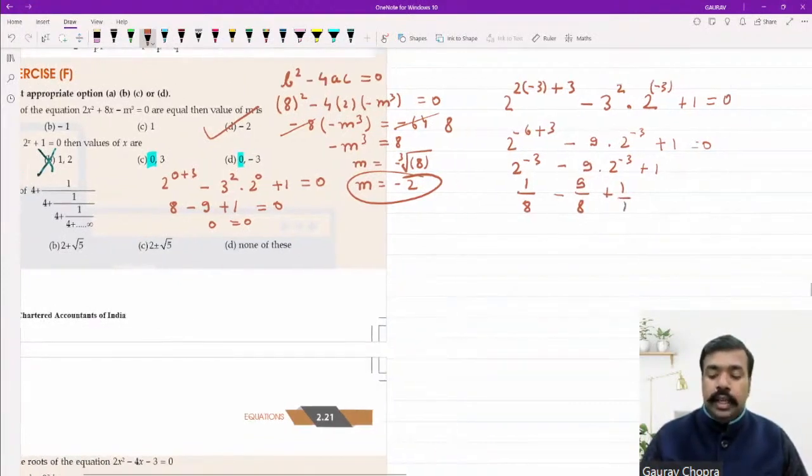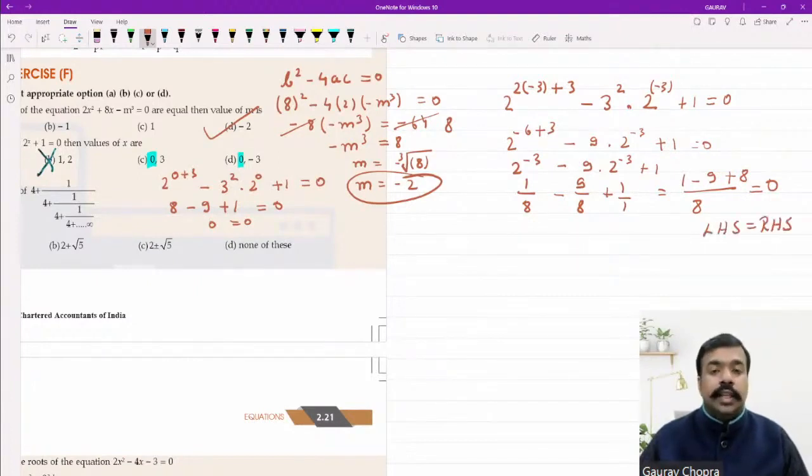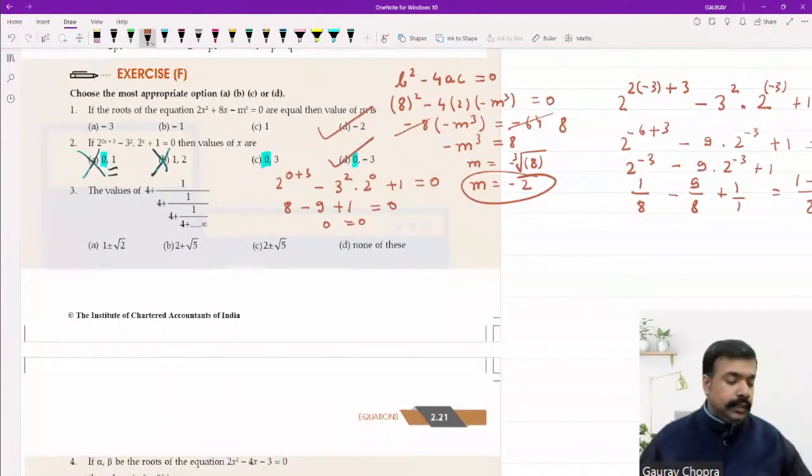If we simplify it, 2 to the power of minus 3 means 1 by 8, minus 9 by 8, and then plus 1. If we take the LCM, we get 8 as LCM. So 1 minus 9 plus 8 becomes equal to 0. So both the sides are equal. Hence, option number D is correct. Yes, most of you have given the answer. Yes, option D is correct.